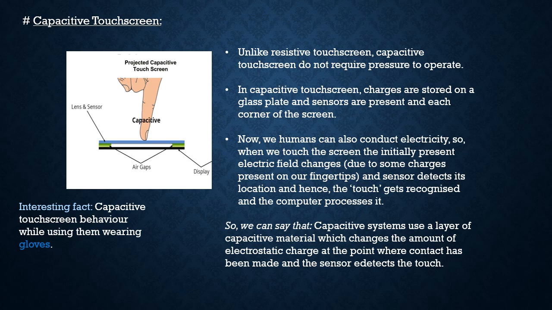So unlike resistive touchscreen, capacitive touchscreen does not require pressure to operate. In capacitive touchscreen, charges are stored on a glass plate and sensors are present on each corner of the screen. Now we humans can also conduct electricity. So when we touch the screen, the initially present electric field changes due to some charges present on our fingertips, and the sensor detects its location, and hence the touch gets recognized and then the computer processes it.